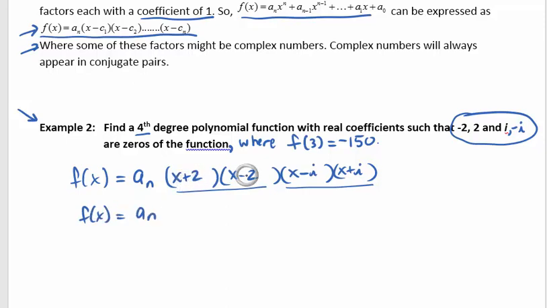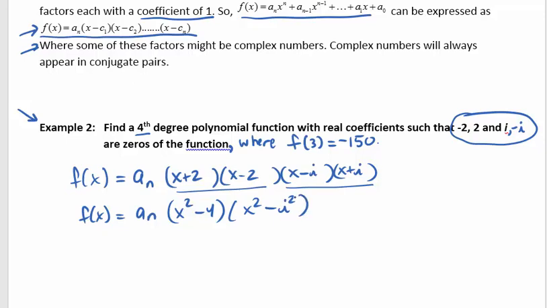X plus 2 times x minus 2 is going to give us x squared minus 4. Remember, that middle term drops out. And here with i, we'll get the same thing. Since we got plus i and minus i, that middle term is going to drop out. So I'm going to get x squared minus i squared on the end.